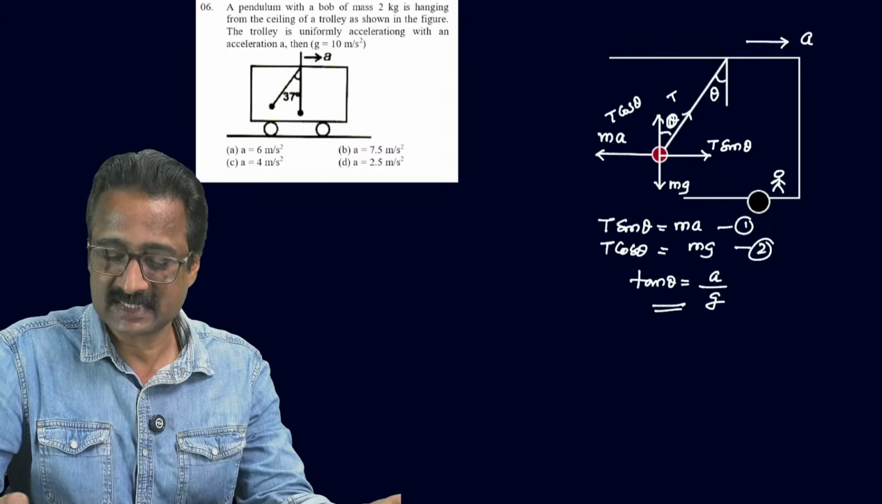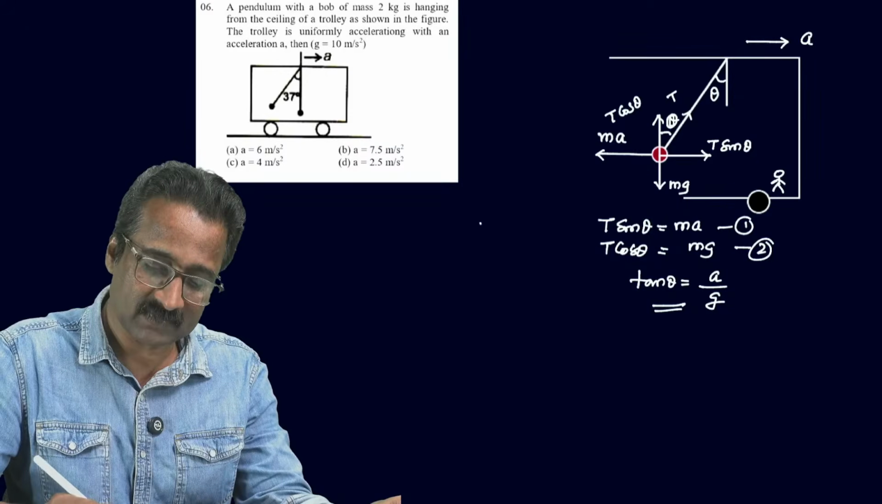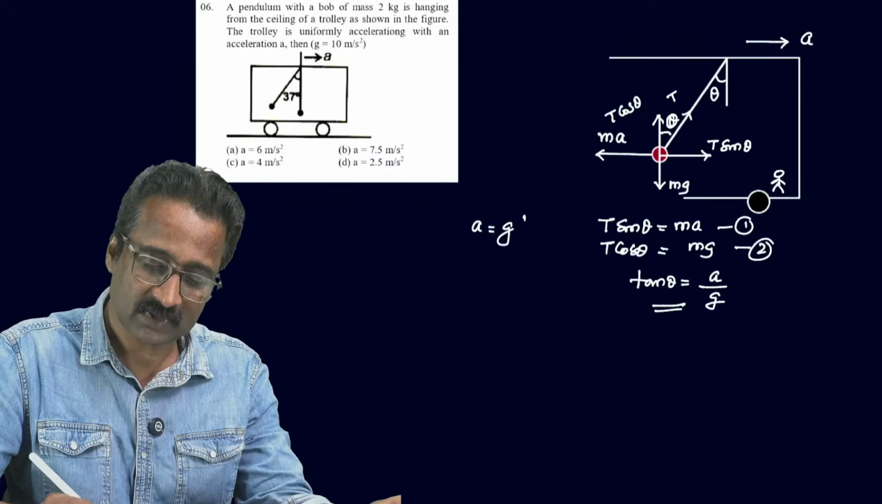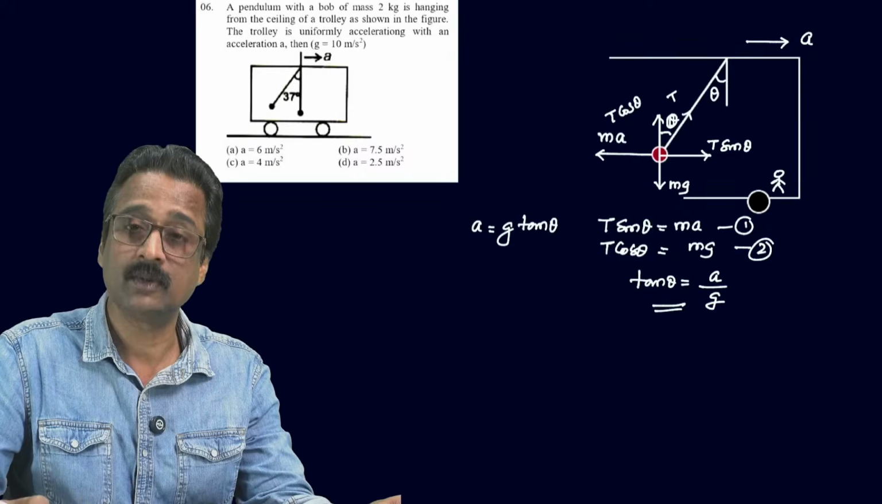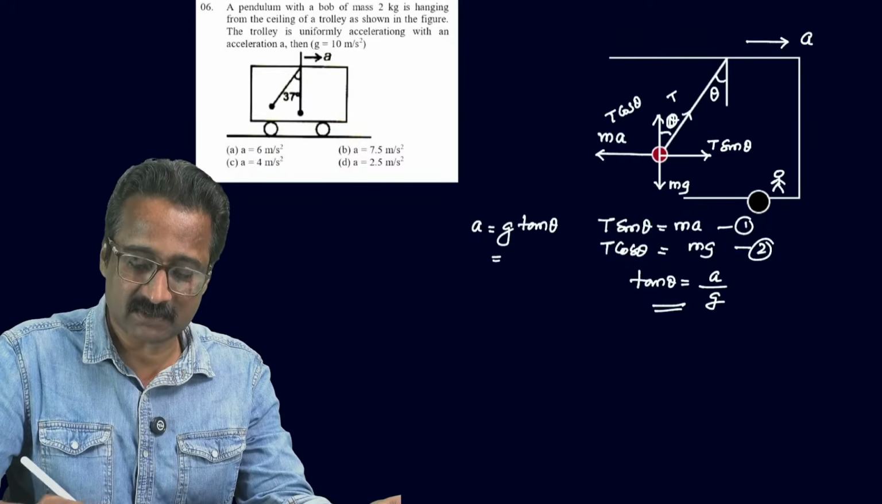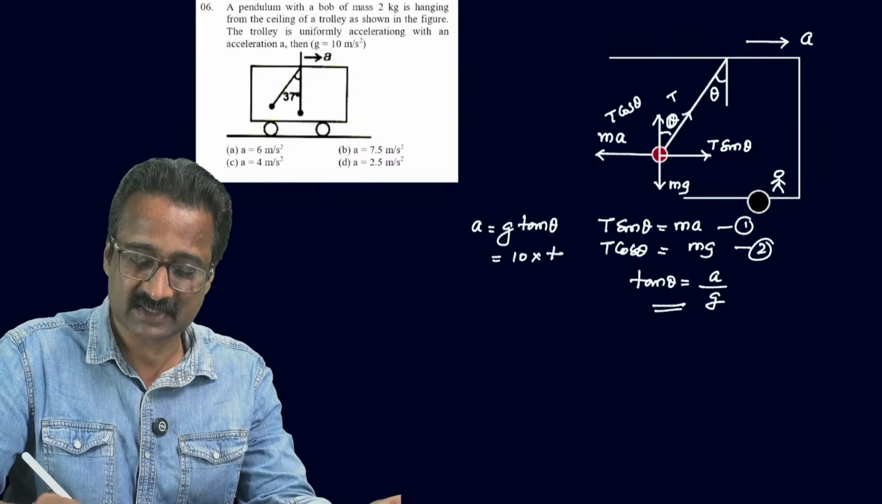Okay, now tan theta is a by g. They ask you what is a. And given the angle, here is the equation for a. a is equal to g tan theta. And g can be taken as 10 in this question, and the angle is 37 degrees.